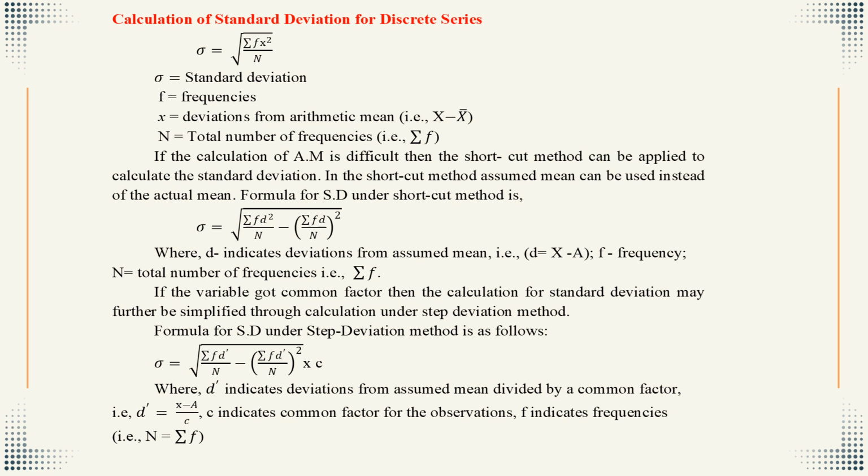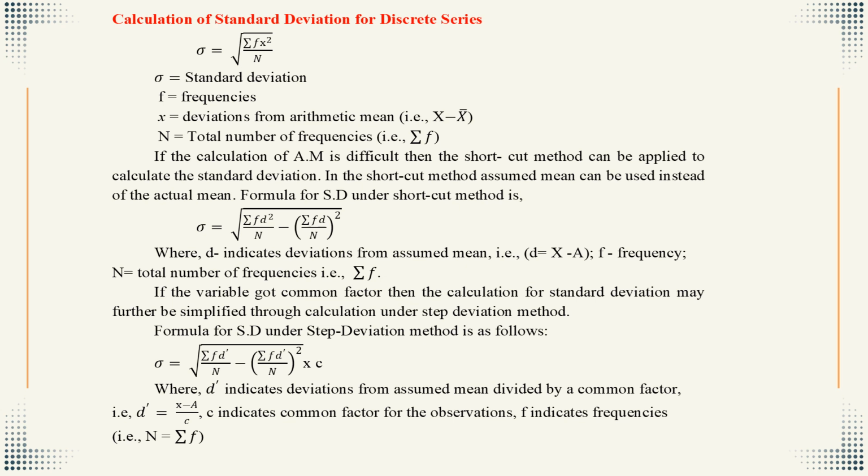If the variable got common factor, then the calculation for standard deviation may further be simplified through calculation under step deviation method. Formula for standard deviation under step deviation method is as follows. Step deviation is adopted when the values are in multiples of 100 or 5. Here it is square root of sigma fd dash square by n minus sigma fd dash by n the whole square into c.